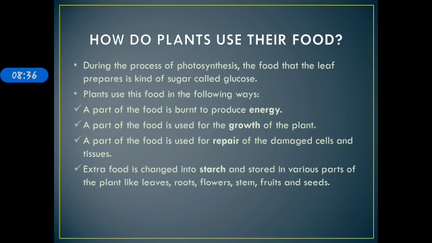So how do plants use their food? That is also important. They produce food and they also use it. So how would they use it? During the process of photosynthesis, the food that the leaf prepares is a kind of sugar called glucose. Okay, we already know that. Plants use this food in the following ways.